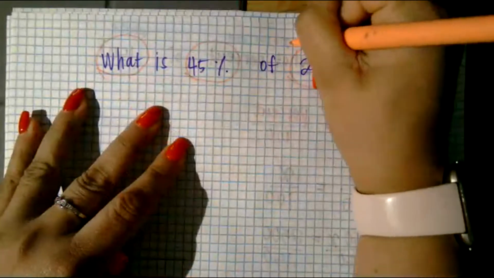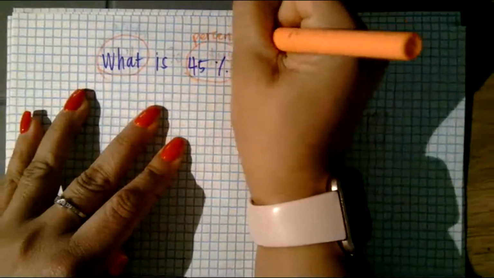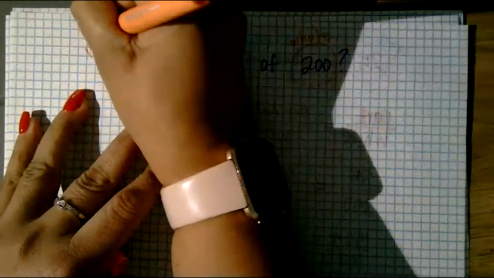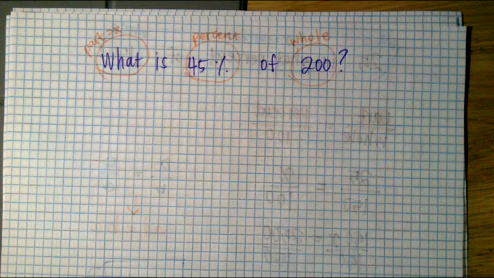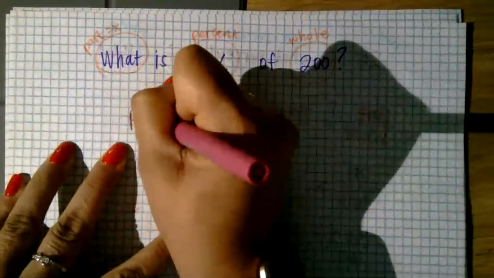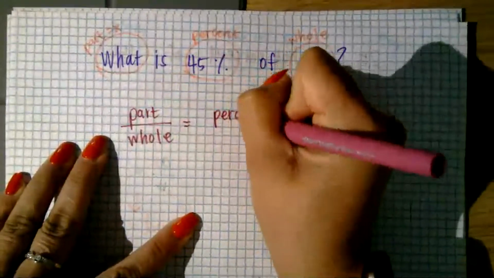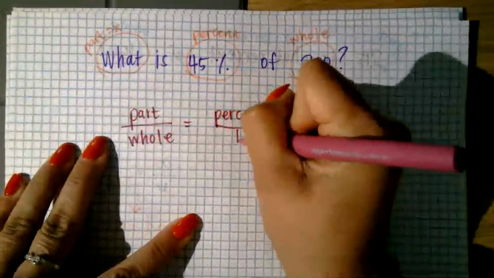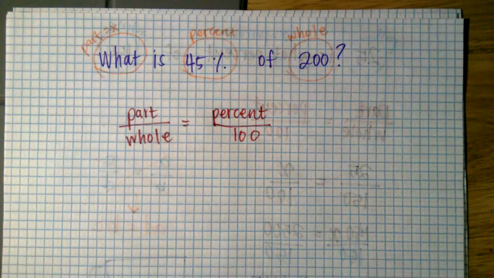So of 200, this is still my whole right here. This is my percent now. And the missing now is the part. So that's going to be my x. So I'm going to start again with my formula, which is going to say part over whole equals percent over 100.